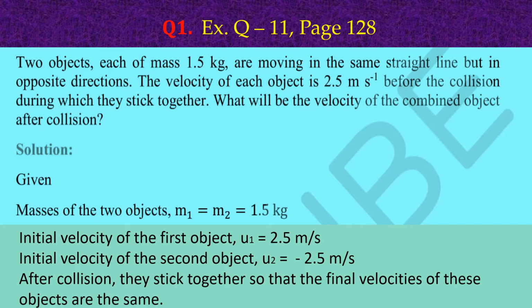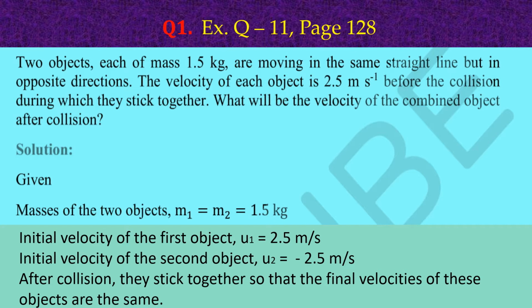So here it is mentioned that both the objects have the same mass. So we can write mass of first object m1 is equal to mass of second object m2, that is equal to 1.5 kilogram. Initial velocity of the first object, we will write it as u1, that is equal to 2.5 meter per second. Initial velocity of the second object, we can write it as u2, that is equal to negative 2.5 meter per second, because it is given that these objects are moving in opposite directions.